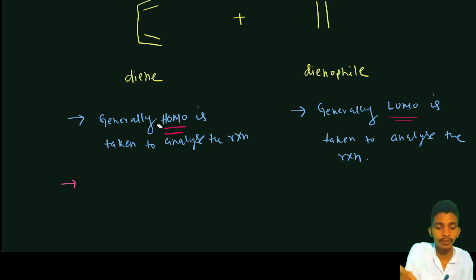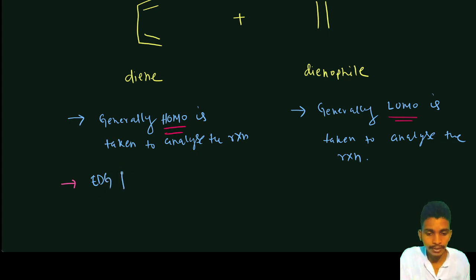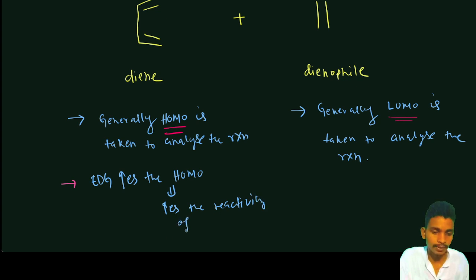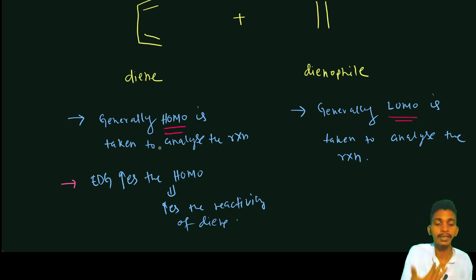Electron density will increase by the electron donating groups. It means that I can say electron donating groups increase the HOMO, and that means they increase the reactivity of the diene. It means that it increases the Diels Alder reaction.